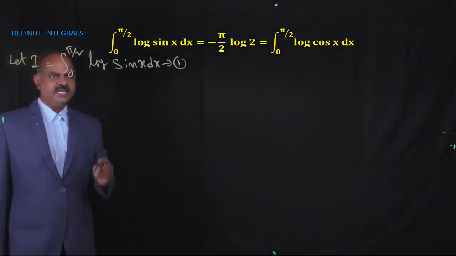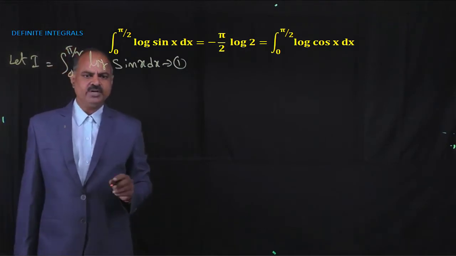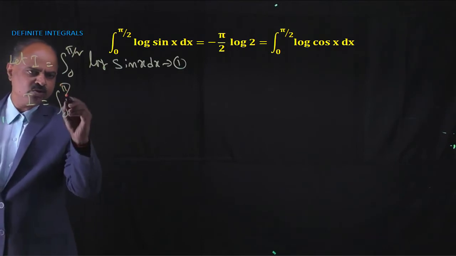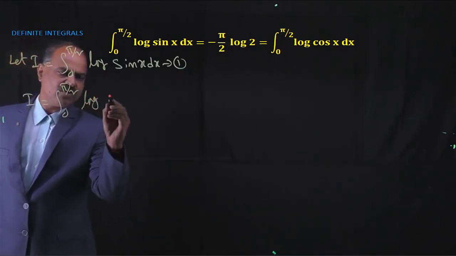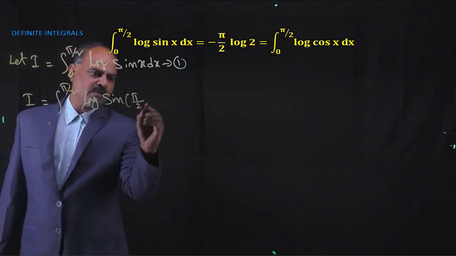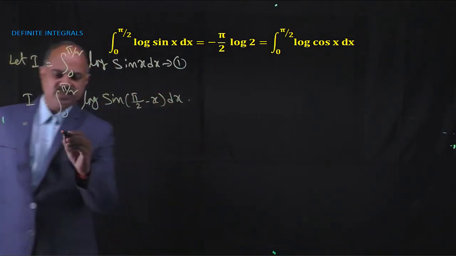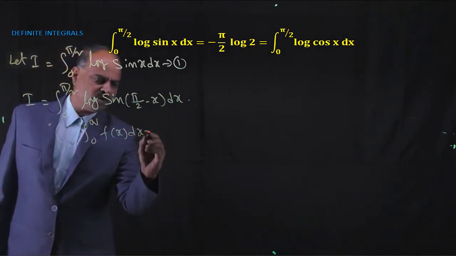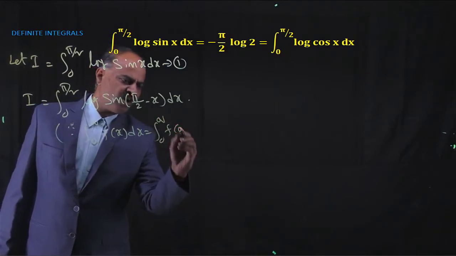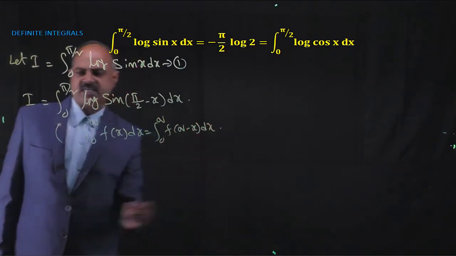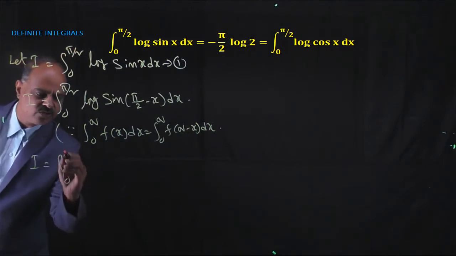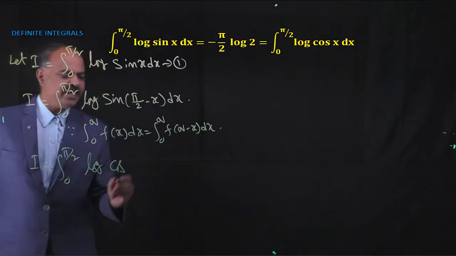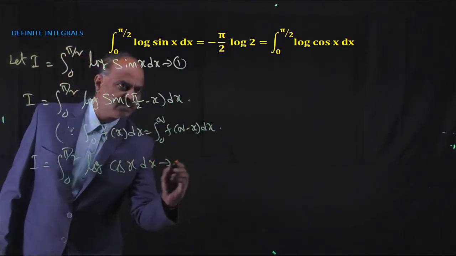Applying the property integral 0 to a f of x dx equals integral 0 to a f of (a minus x) dx, we get I equals integral 0 to pi by 2 log of sin of (pi by 2 minus x) dx. Now I equals integral 0 to pi by 2 log of sin of (pi by 2 minus x), that is cos x, dx. This is equation number 2.